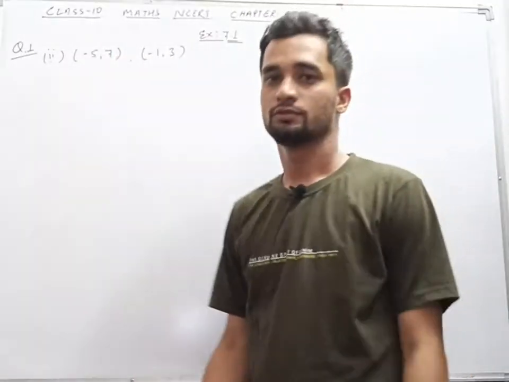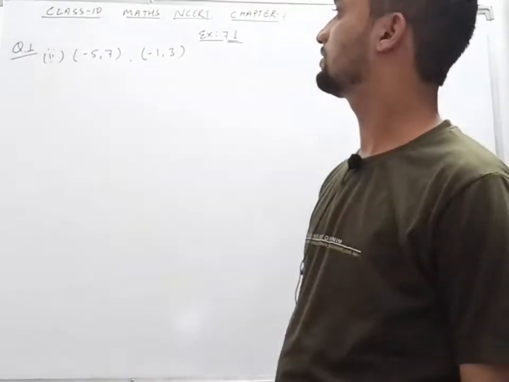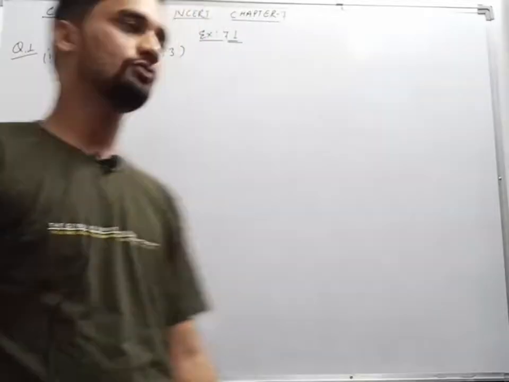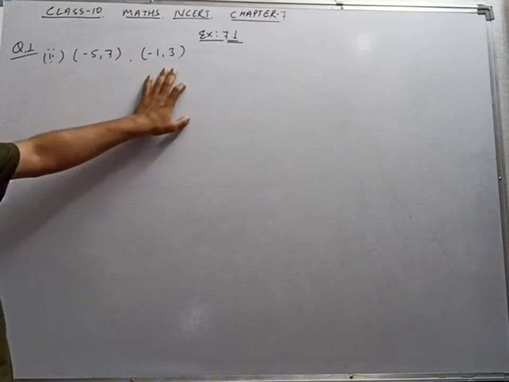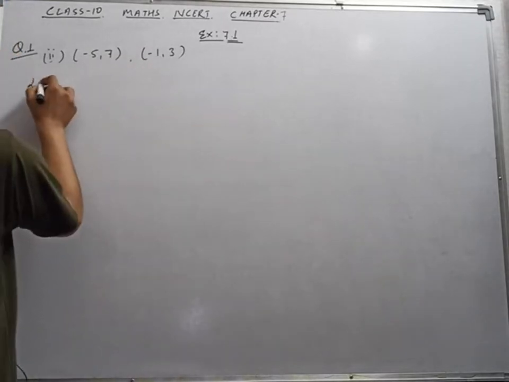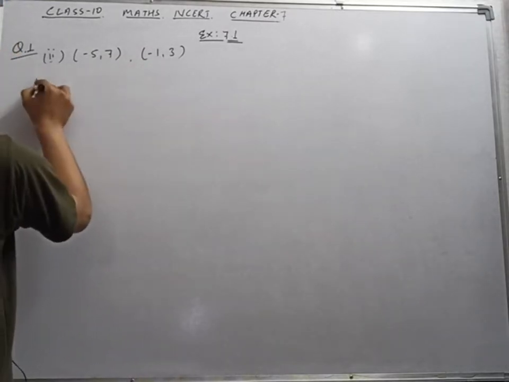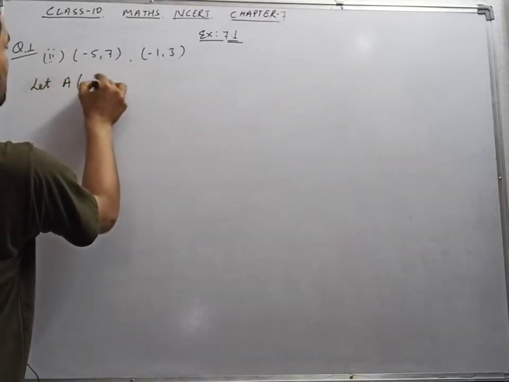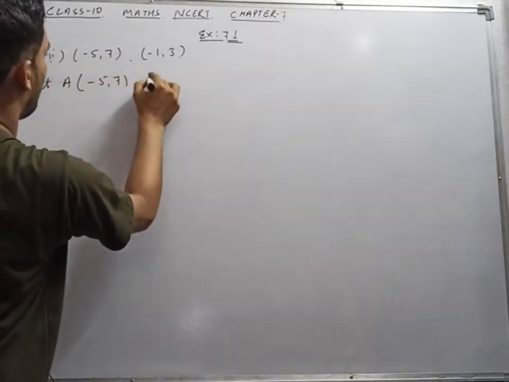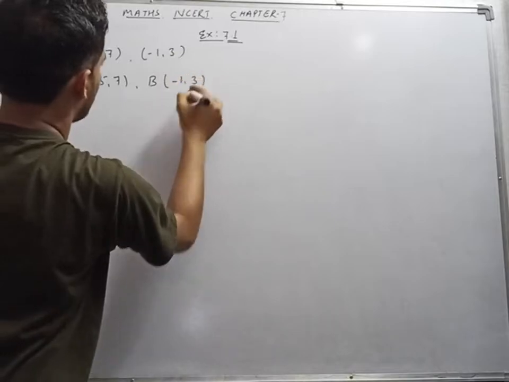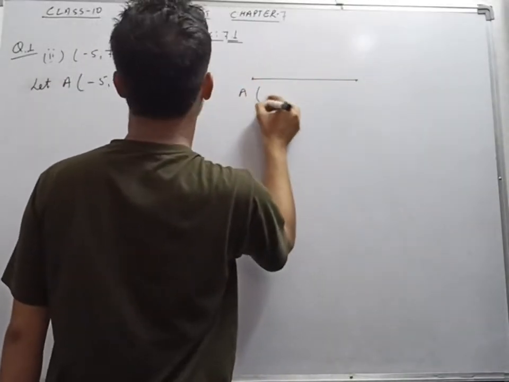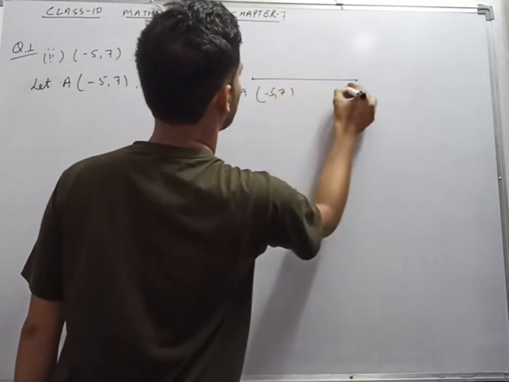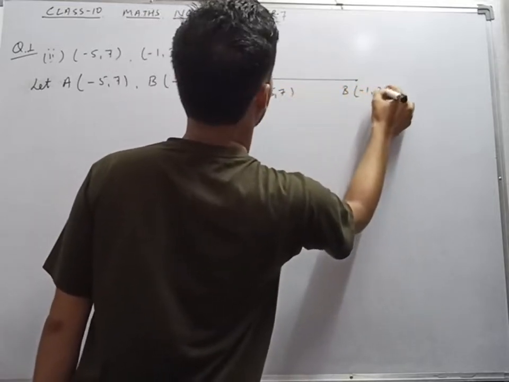Students, in this video we are going to start exercise 7.1. I have taken question number 1, second part, where the coordinates are given as -5, 7 and -1, 3. Let A be the point -5, 7 and B be the point -1, 3. For example, if you want to make a diagram, this is A (-5, 7) and this is B (-1, 3).